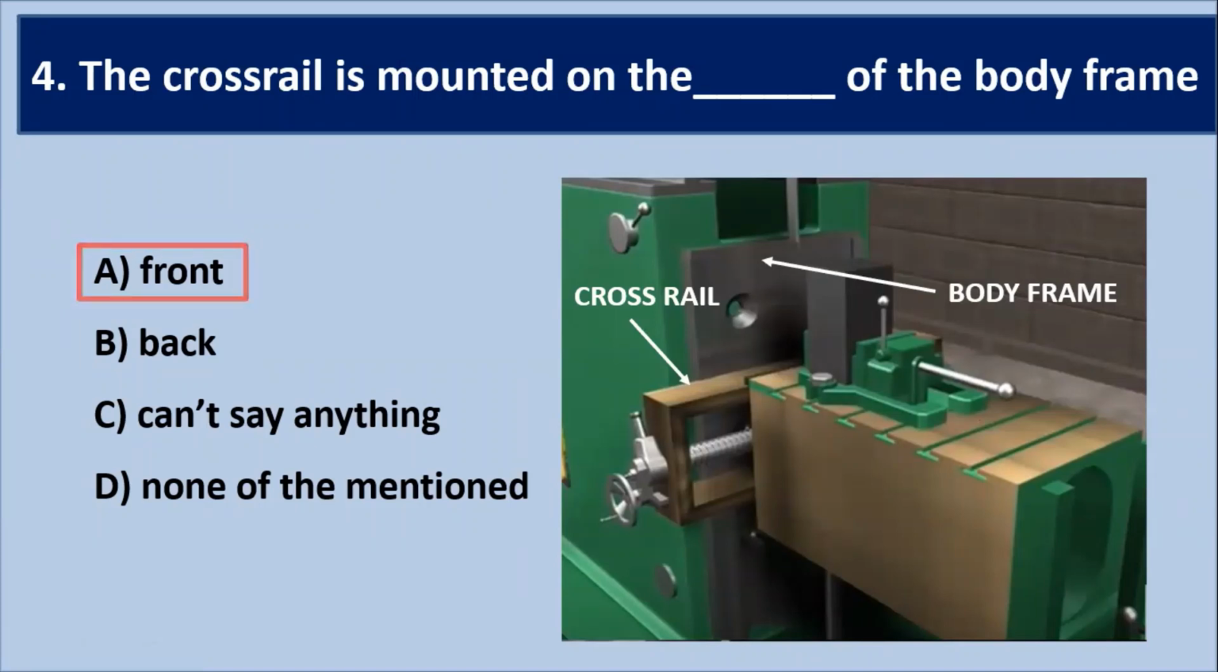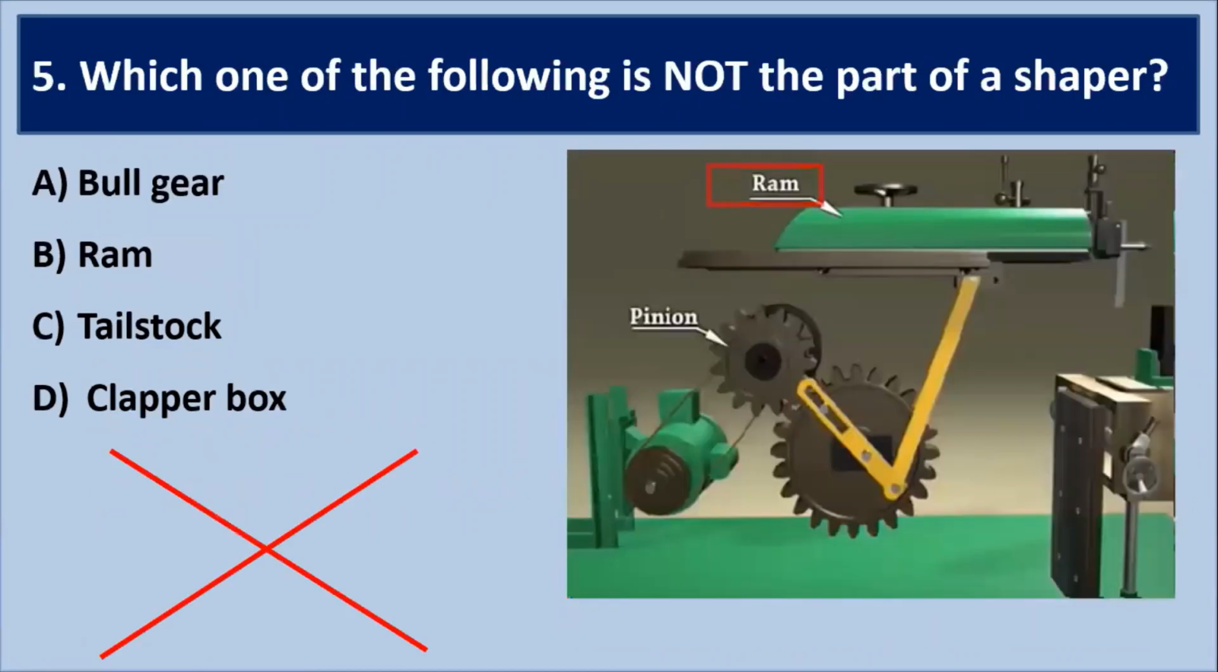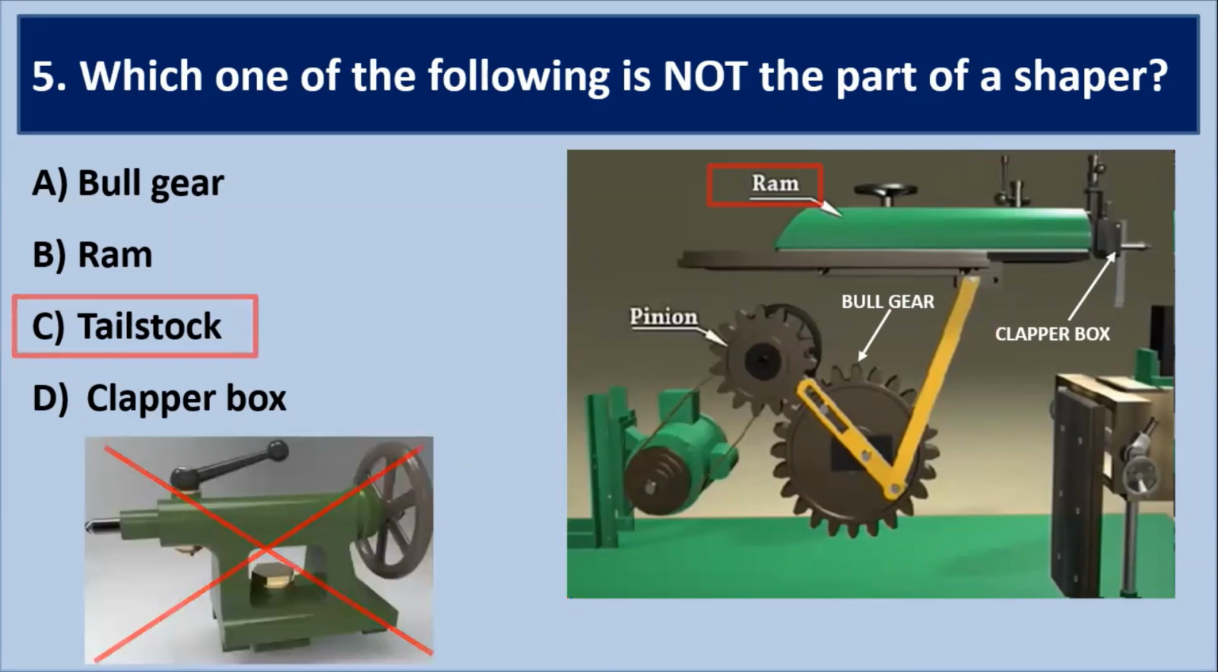Our next question is, which one of the following is not a part of a shaper? I have shown the ram, then the bull gear, right? Then the clapper box. But you see that the tailstock is not used in the shaper machine. We know that the tailstock is used in lathe machines, and that's why our answer is C, tailstock.